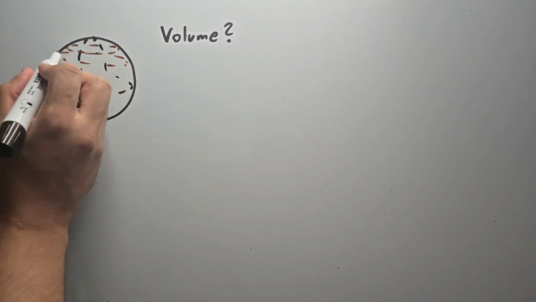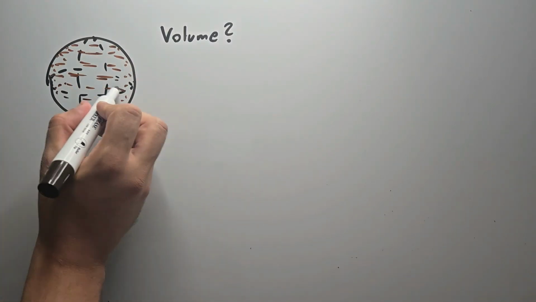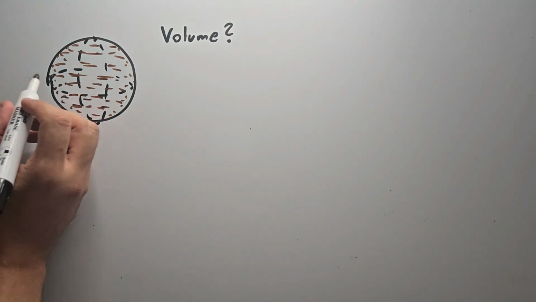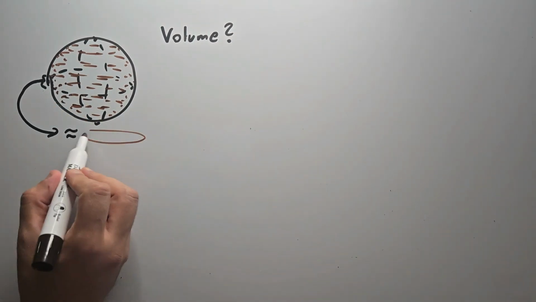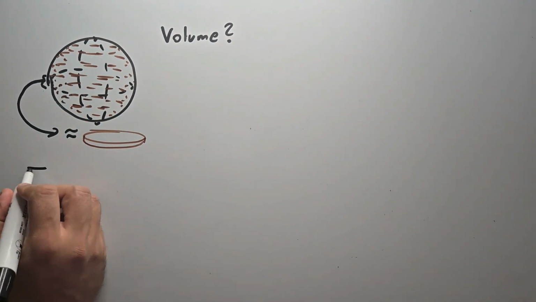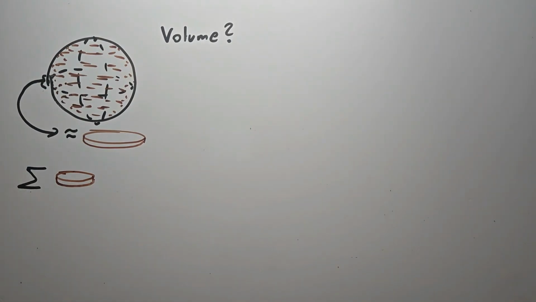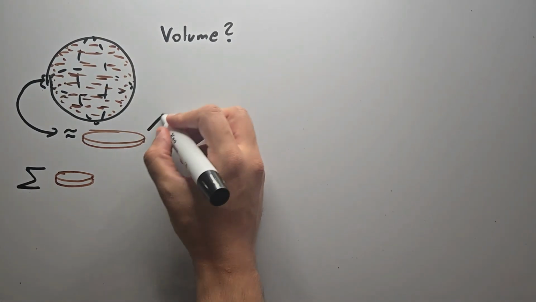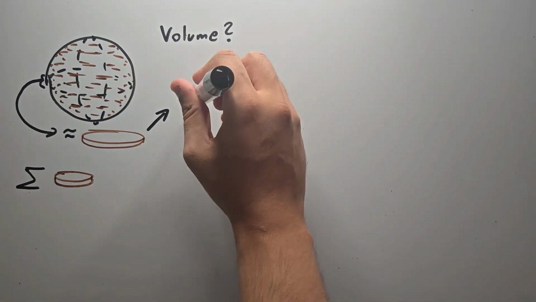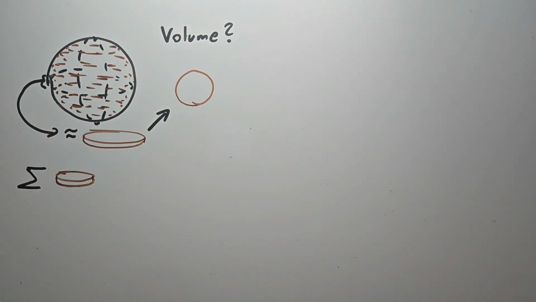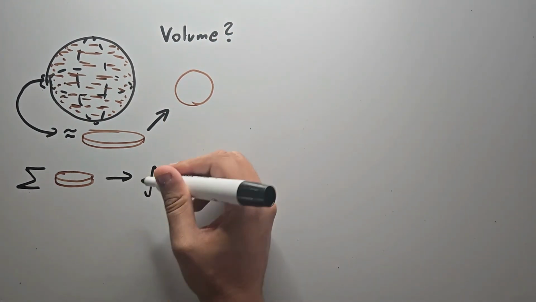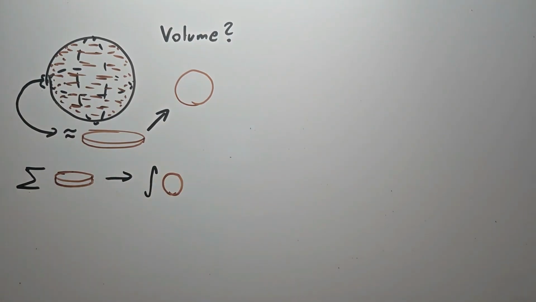We can start by making parallel cuts in our sphere, splitting it into many segments. Note that each segment can be approximated as a cylinder, and adding up the volumes of these cylinders will approximate the volume of our sphere. And again, we can make these cuts infinitely thin, turning our cylinders into circles, thus changing our addition of cylinders into an integral of circles.